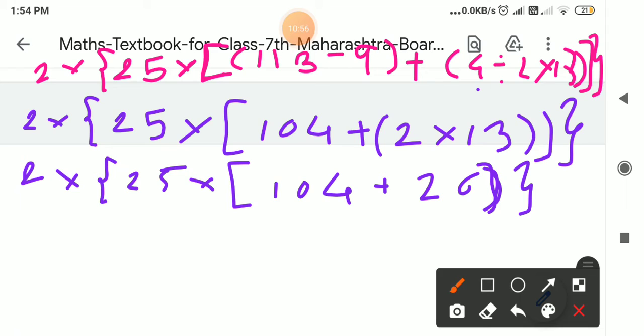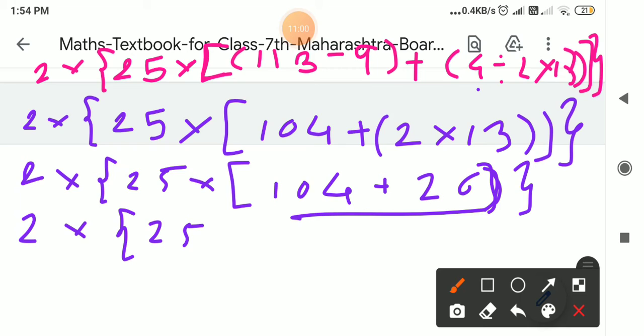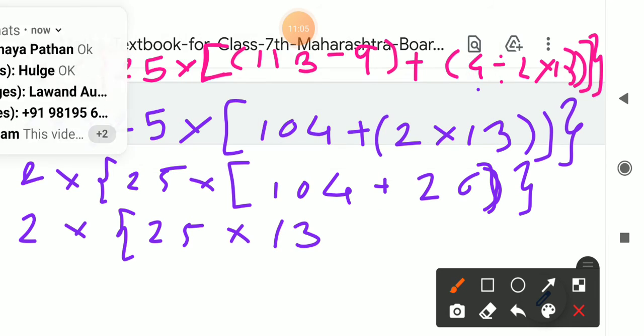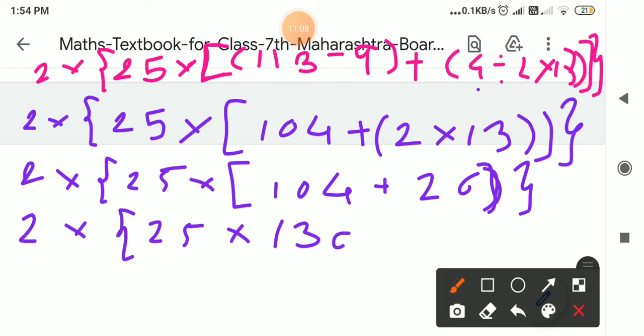Now the next step is 2 into curly bracket inside 25. What is the addition of this? It is 130. Then 120 plus 4, 6 plus 4, is equal to this. So 230 into 25. If you do the multiplication of this, you will get 0 0. 25 threes are 75, 5 is here, 7 carry. 25 twos are 50, and 50 plus 7 is 57.